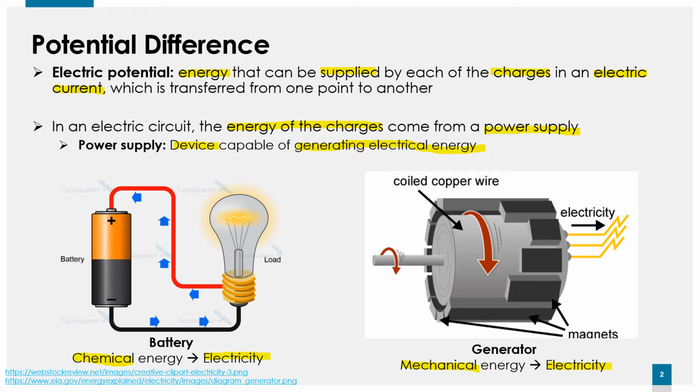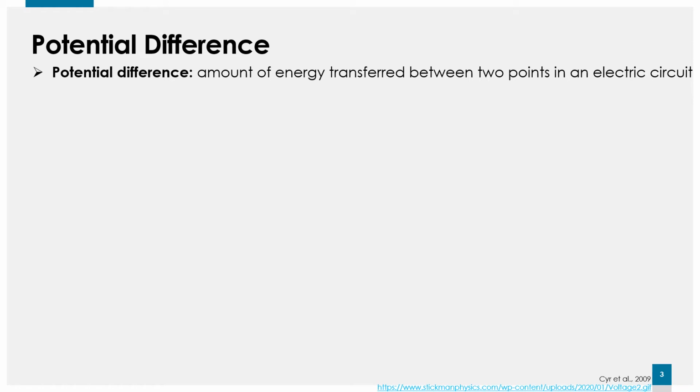So if you didn't watch the previous video, please watch that, where we talk better about this. Okay, so what's electric potential? It's how much energy is being supplied by the charge from, for example, the battery or this generator, that is being transferred to another device, for example, a lamp, okay? How do we measure it? To measure this amount of energy, we use the potential difference. Why is that? It's the amount of energy that is being transferred between 2 points in an electric circuit.